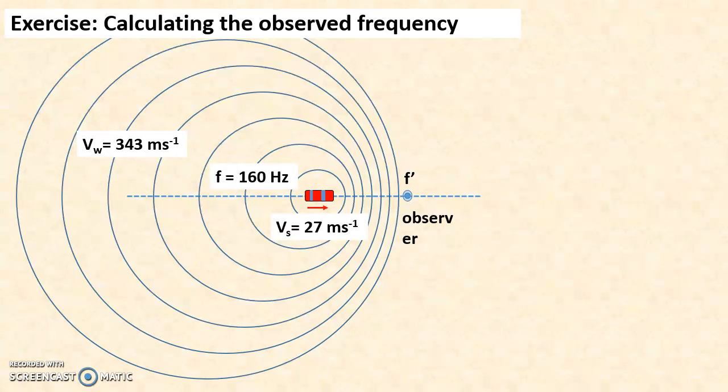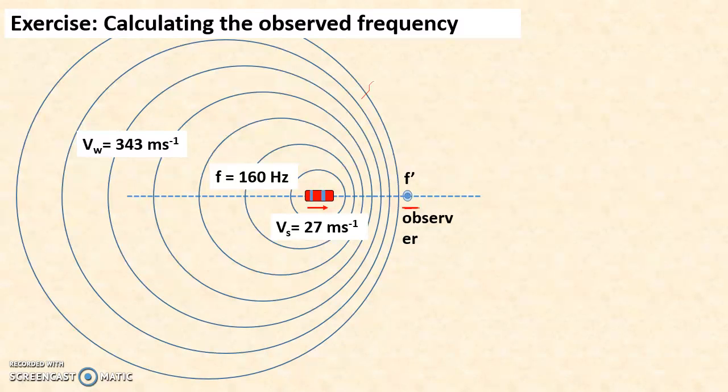And we know we've got the velocity of the wave, or the velocity of sound traveling through air, which is 343. So what is the frequency that is observed by the observer at this point here? This is our observer, just standing there in front of the car. Hopefully when the car gets towards the observer, it will swerve and not hit them.